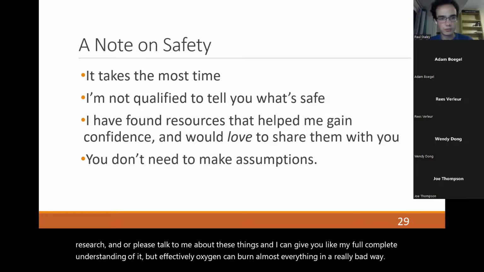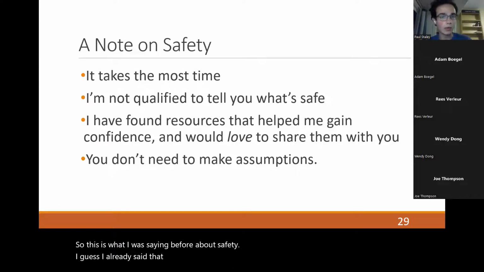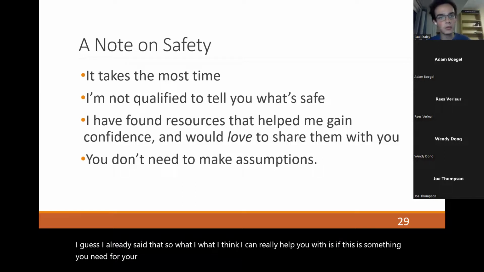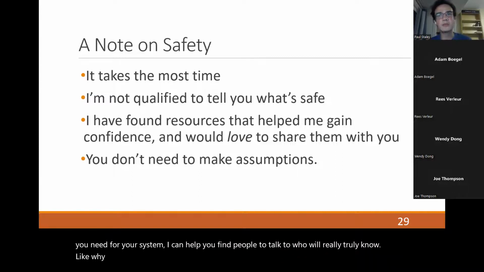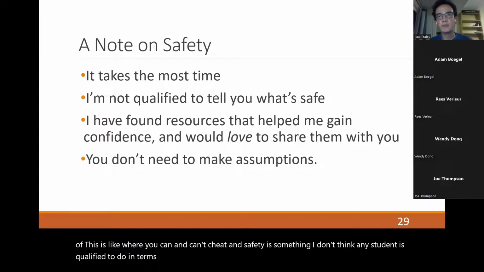So yeah, this is what I was saying before about safety. I guess I already said that. What I think I can really help you with is, if this is something you need for your system, I can help you find people to talk to who will truly know whether something is safe or not. Something I spoke about before is one major thing I got out of this: where you can and can't cheat. And safety is something I don't think any student is qualified to figure out where to cheat.